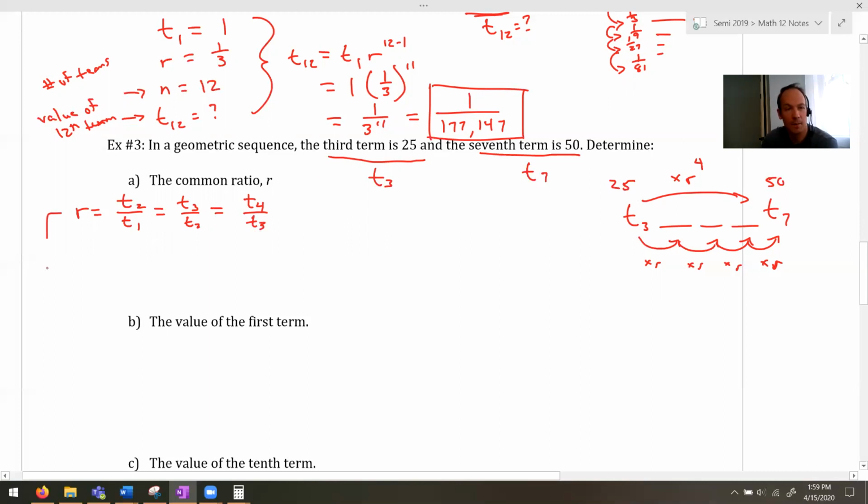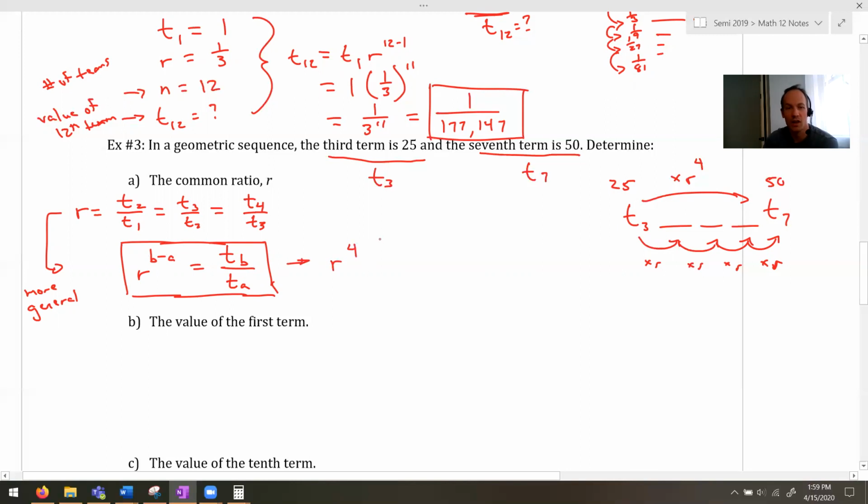Okay, so more generally, we can actually come up with another formula that says, if I know TB and I divide by TA, in this case this would be like T7 over T3, R would be B minus A, that would be the exponent on that. So if I have two terms that are separated apart by more than 1, like T7 and T3, I can work out this guy to say R to the power of 4. So in this very specific case, R to the power of 4 would be T7 over T3. Okay, so what I can see here is T7 is 50, T3 is 25, and therefore I can conclude that R to the power of 4 is equal to 2, or R is equal to the 4th root of 2. Okay, so that's my common ratio right there.